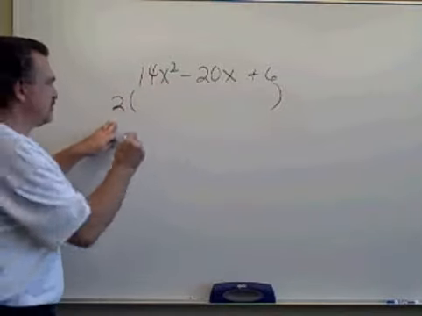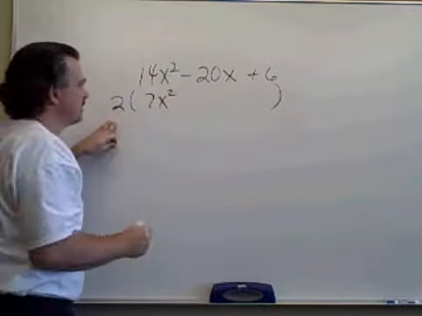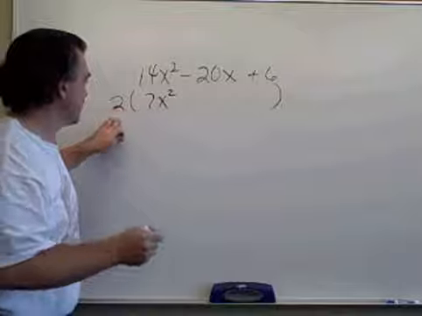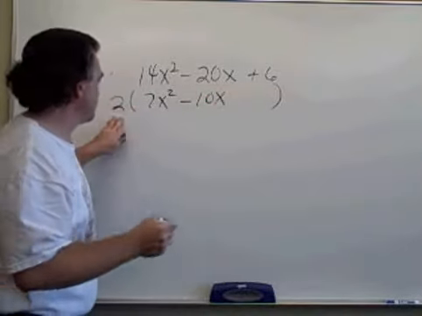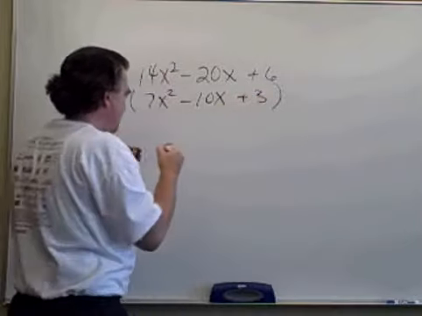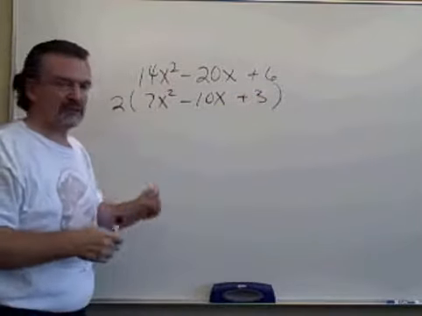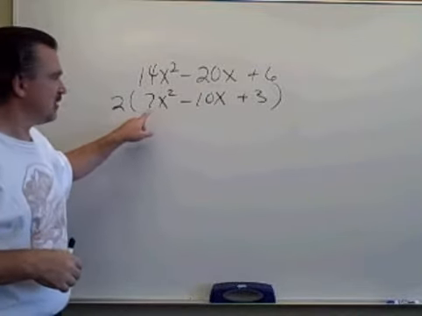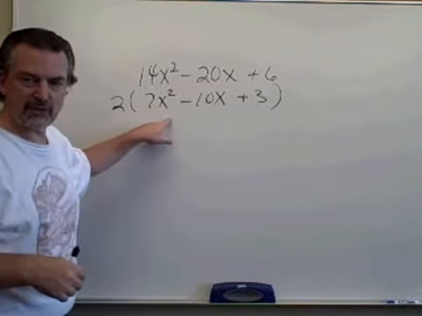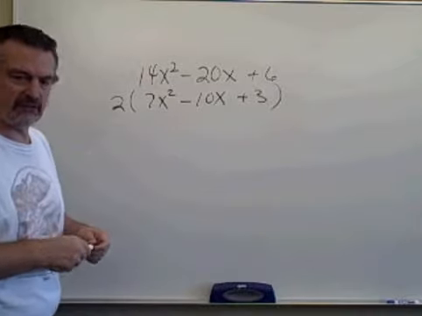14x squared divided by 2 gives us 7x squared. Minus 20x divided by 2 is minus 10x. Plus 6 divided by 2 is plus 3. And we have factored out the common factor. Now I continue my factoring with this newly created trinomial and see if I can factor it.